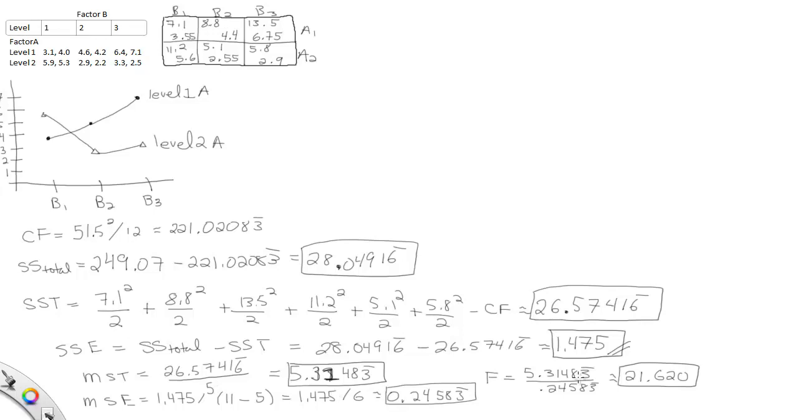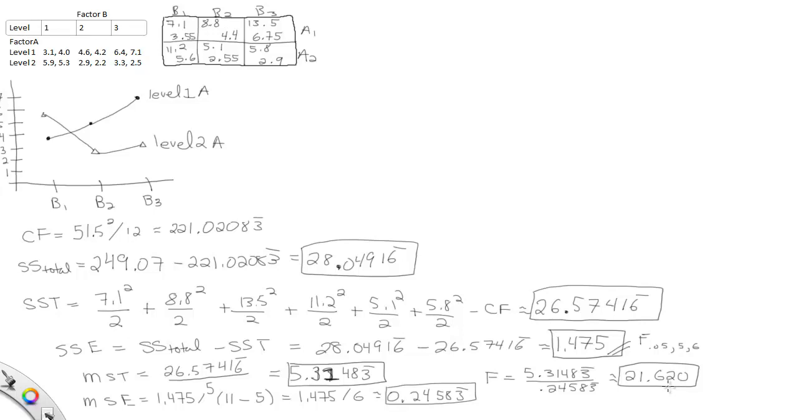So it'll be 5, 6. So it'll be F. And let's say you want to test that at, I don't know if they gave us a significance level in the problem, but let's assume they gave us a 5% significance level. It'd be 0.05, with 5, 6 degrees of freedom. Again, 5 because that was the denominator for MST, and 6 here for MSE. So this is the critical value you would look up and compare this against. But either way, 21.620 is probably going to be pretty large, and so I don't think we need to worry about whether that's significant or not.